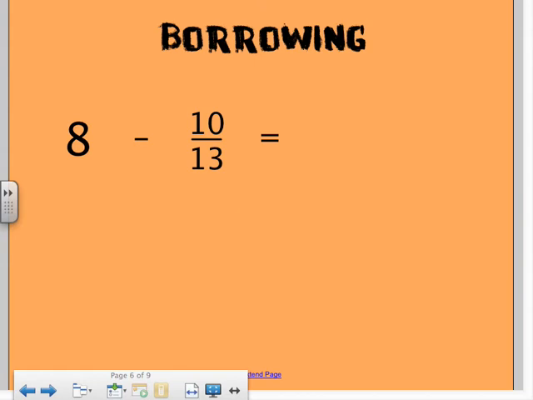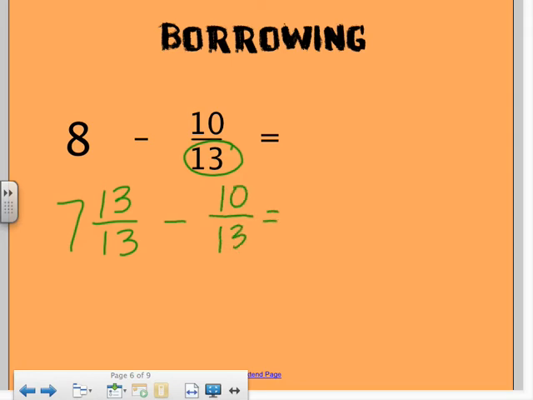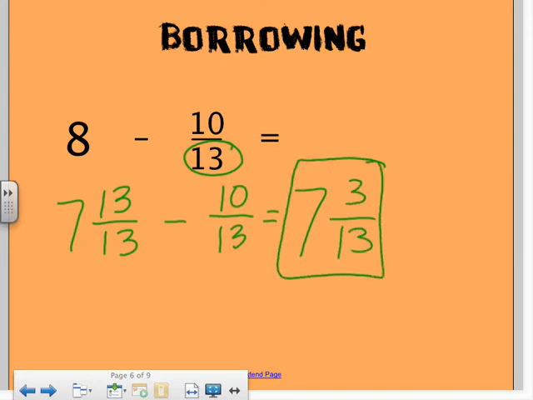All right, I want you to try this one on your own and then hit play to check your work. So same thing here, I need to borrow from this 8, so it's become 7. What denominator am I going to pick? I'm going to obviously pick the one that we're already using so that it's a common denominator. I don't have to worry about changing it again. So it's 7 and 13 thirteenths. 7 and 13 thirteenths is 8, just a weird way of saying 8. Minus 10 thirteenths. So 7 is still 7. 13 minus 10 is 3 thirteenths. That's our answer.